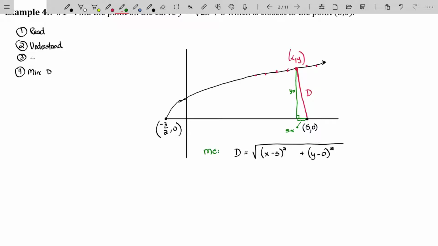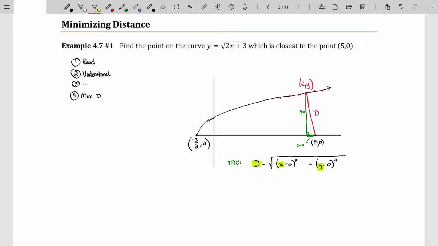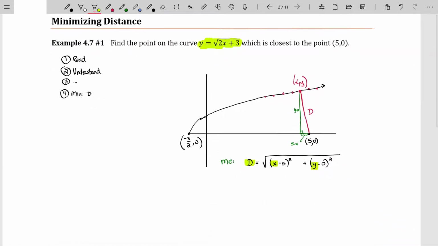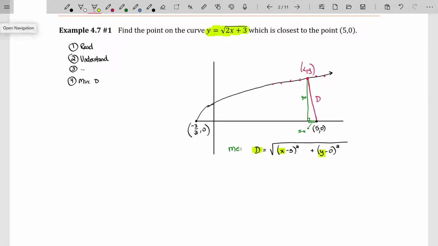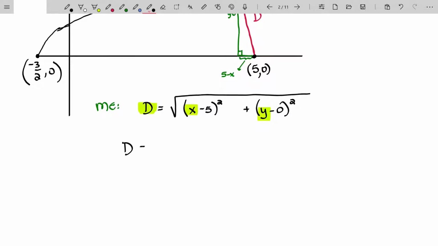The problem is that master equation involves way too many variables. It has d, x, and y. And I really wish that I had a way to relate out one of those variables. And luckily I do. This is our relating equation right there. Wherever I see a y, I'll replace it with the square root of 2x plus 3. That's the whole idea.